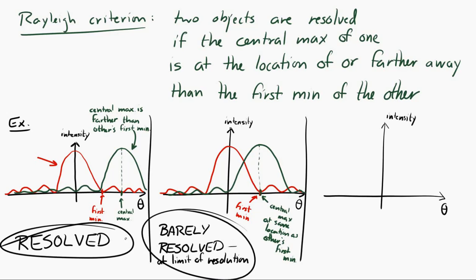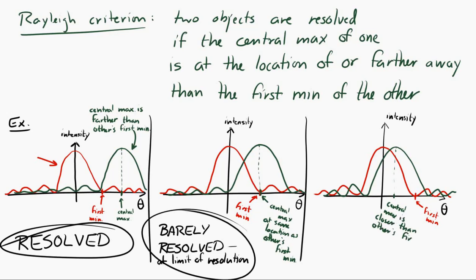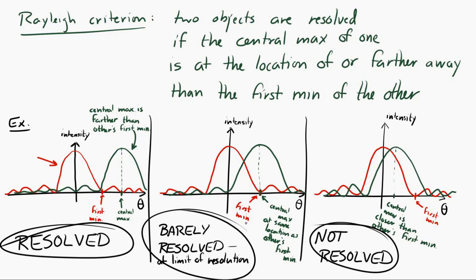And then let's draw a third situation. In this case, the central maximum of the green one is within the first minimum of the red one. So here they are not resolved. They're too close together and they would appear as a single object rather than two distinct ones.